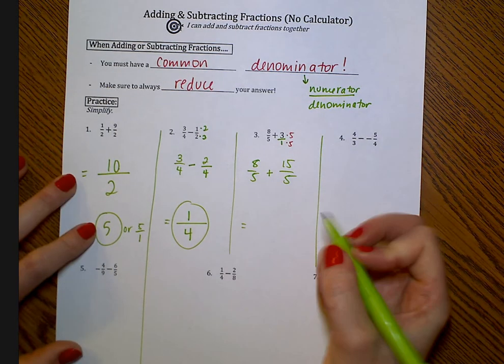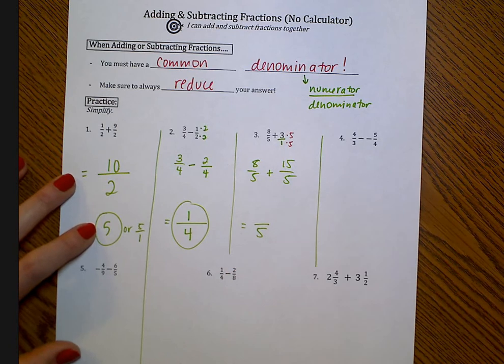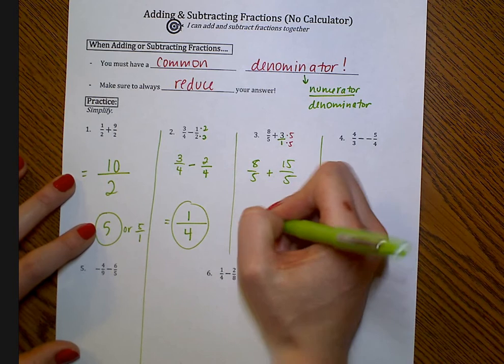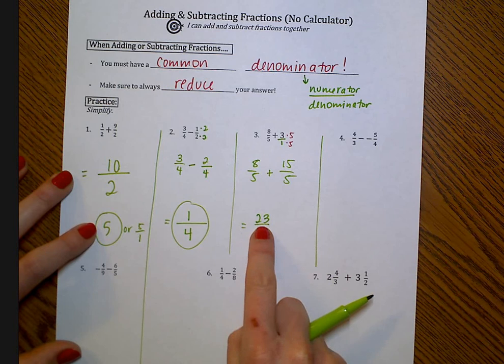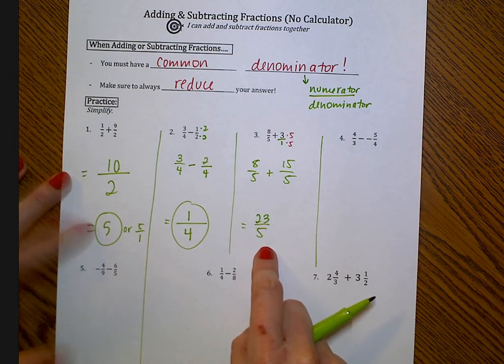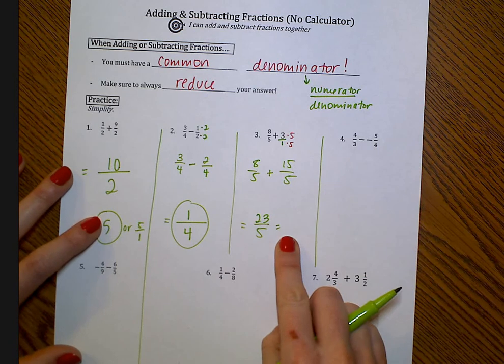Okay, so denominator stays the same, that's a 5. On top, I've got 8 plus 15, which is 23. Ooh, this looks strange. 23 over 5. No, there's no number that goes into both of them, so I'm going to leave it. You can write it as a mixed number, but you don't have to.